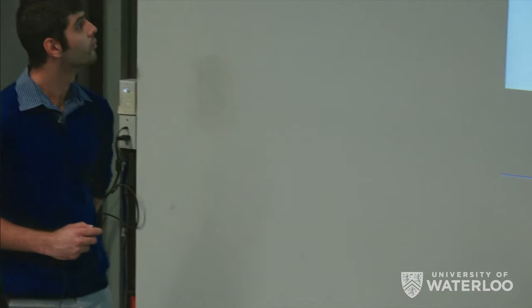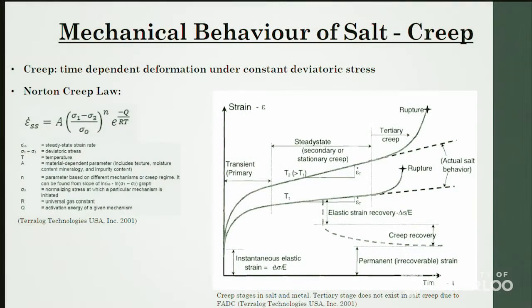Sigma 0 there is just a normalizing stress. It's taken to be the stress at which you have a mechanism change. The mechanism changes from a diffusion, fluid-assisted diffusion dominated creep to a more rapid creep mechanism. So we use it as a normalizing stress. Typically it's about 10 megapascals.